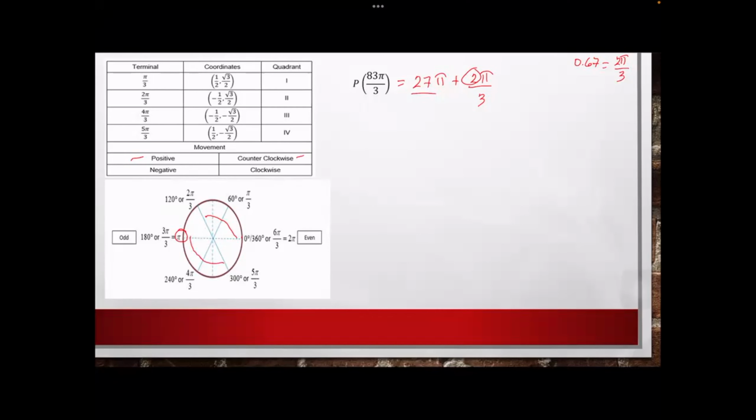Hindi kasali yung broken line sa pag-count, kasi yung broken line, that is the coordinate. So, therefore, mapupunta siya dito sa part na yan. So, magiging coordinate na is yung pi over 3, which has the coordinate of 1/2 and negative the square root of 3 over 2. Okay? Question with this. Nakuha ba? Bakit naging 1/2 and negative the square root of 3 over 2?